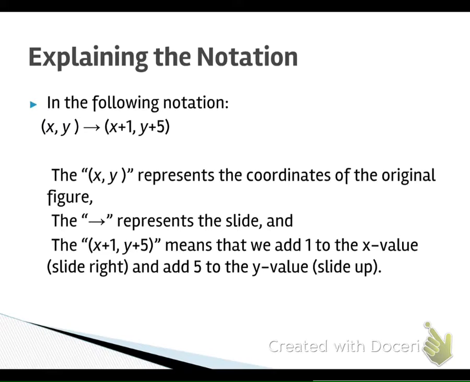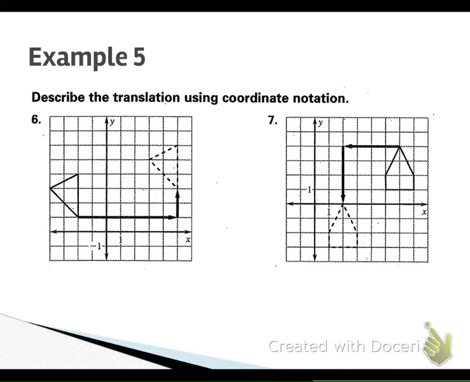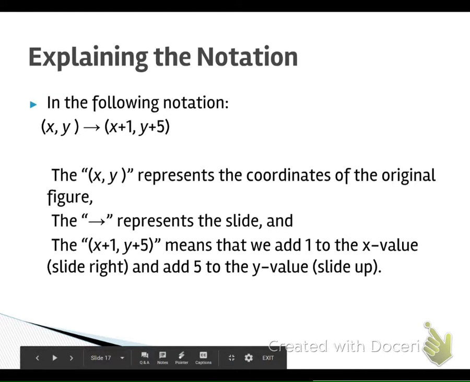So on our next slide, it's just to define some of the notation. So you see that X, comma, Y are coordinate notation. So this is the original figure. So X, comma, Y, you have that on your notes. And next to it, you're just going to write original figure. On your notes, you also have an arrow. And next to it, you're just going to write slide. So this is telling you when you see X, Y, that's your original. This tells you the slide, and this is what your image is going to be, that translation.